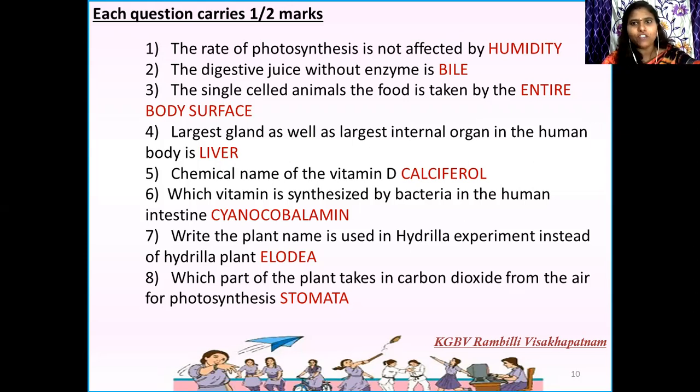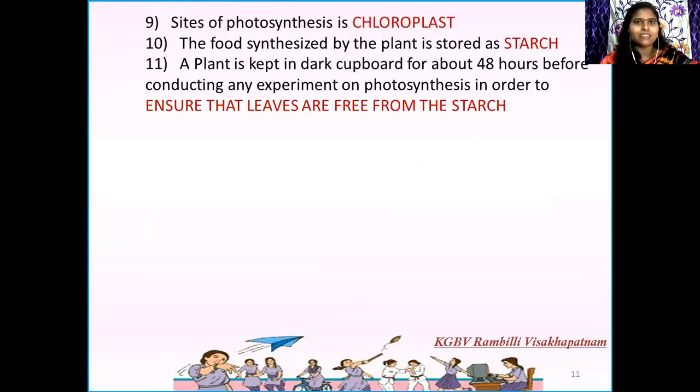Next, the chemical name of vitamin D is calciferol. Which vitamin is synthesized by bacteria in the human intestine? Yes, vitamin B12. The chemical name of B12 is cyanocobalamin. Write the plant name used in the hydrilla experiment instead of hydrilla plant. What's that name? Elodea, right. Which part of the plant takes in carbon dioxide from the air for photosynthesis? Stomata. And the next one, site of photosynthesis, chloroplast.